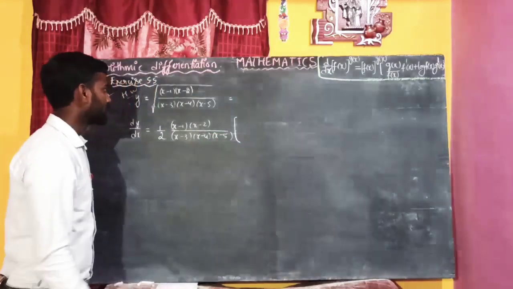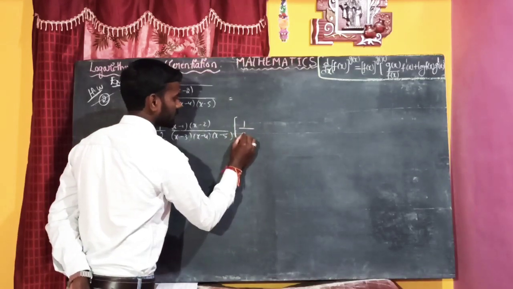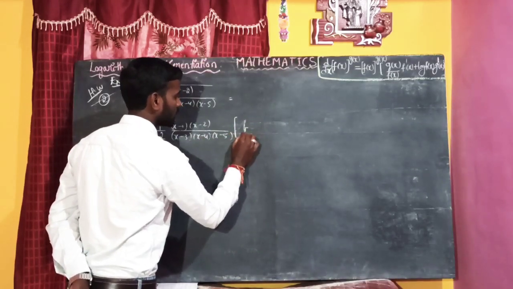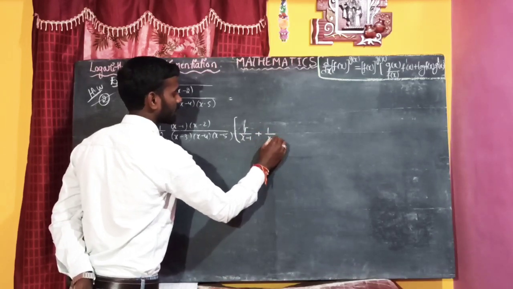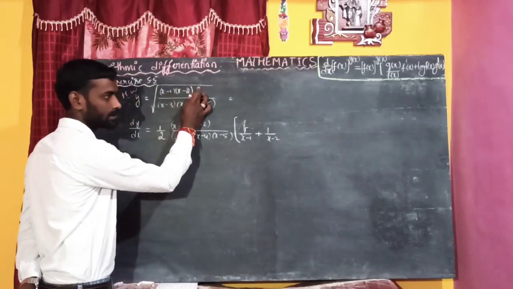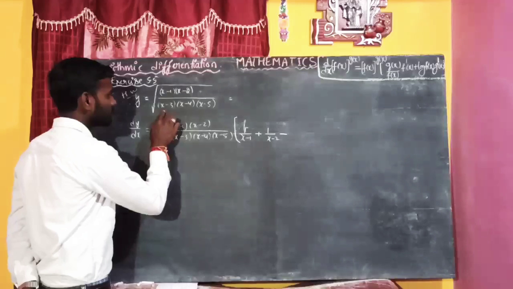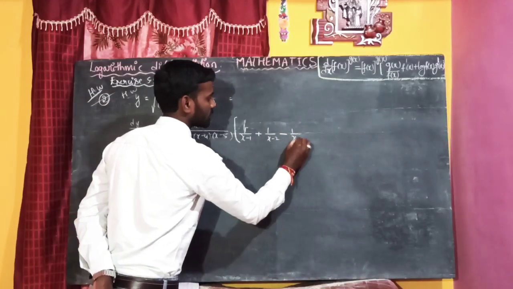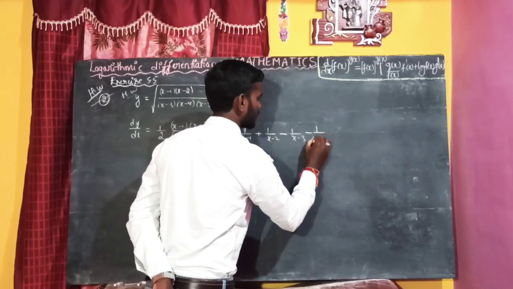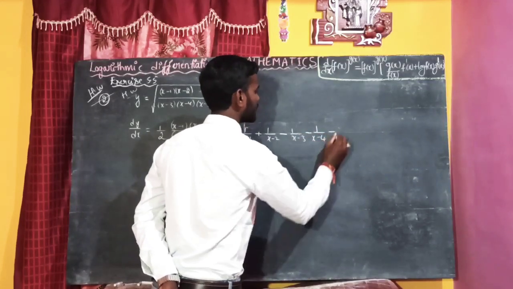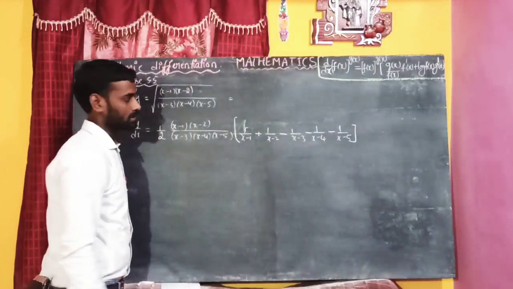into 1 by x minus 1 plus 1 by x minus 2. Here the numerator is over. For the denominator, minus 1 by x minus 3, next again minus 1 by x minus 4, again minus 1 by x minus 5. This will be your answer.